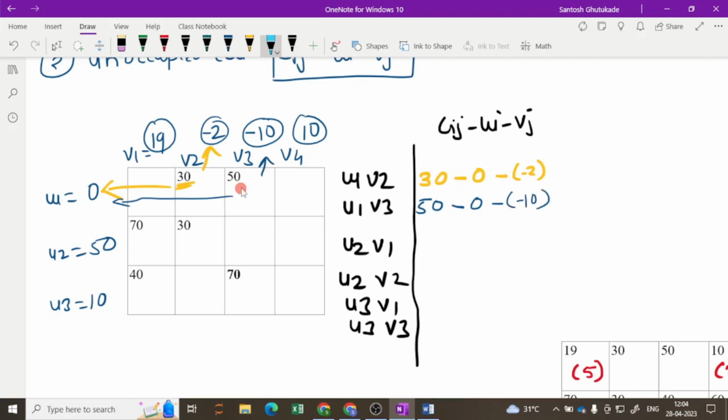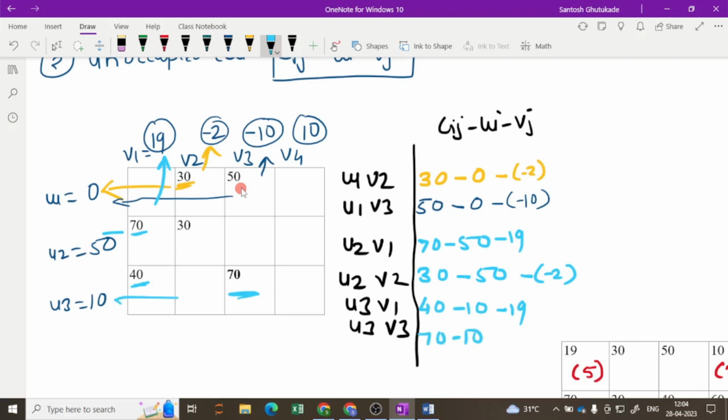Similarly for u2 v1, the cost is 70, u2 value is 50, so 70 minus 50, then v value is 19, so minus 19. Similarly for u2 and v2, the cost is 30 minus 50 minus minus 2. Similarly for u3 and v1, the cost is 40 minus 10 minus 19, and last 70 minus 10, u3 value is 10, and v3 is minus 10, minus of minus 10, so this will become plus.